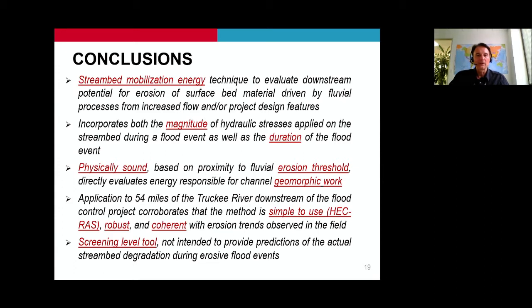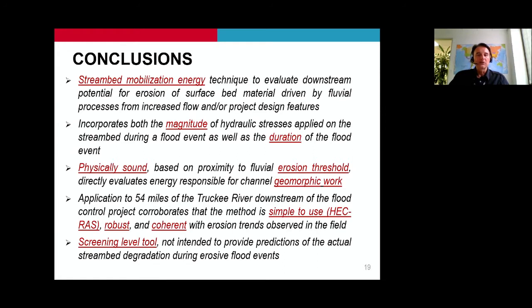Very important is to remember that this tool incorporates both the magnitude of hydraulic stresses and duration of the flood event, which is essential for proper evaluation of project impacts. It is a physically sound methodology that directly evaluates fluvial energy responsible for geomorphic work that forms the channel, and our recent application to 54 miles of the Truckee River confirms that the method is simple to use. It's basically post-processing HEC-RAS results from multiple profiles. It is robust and its predictions are consistent with erosion trends that were observed in the field.